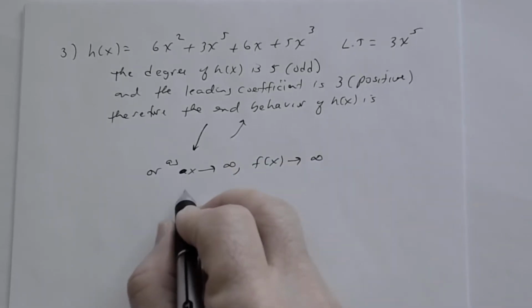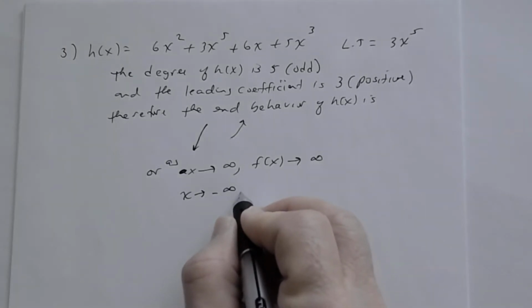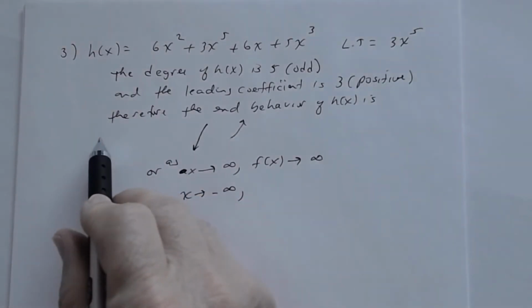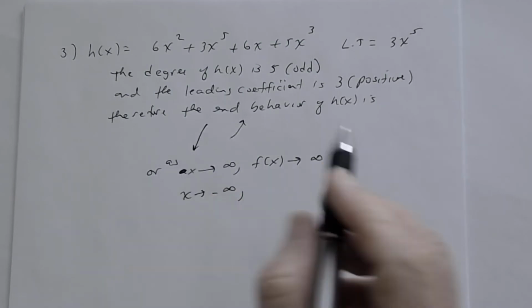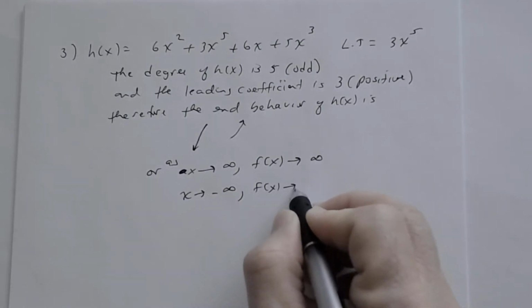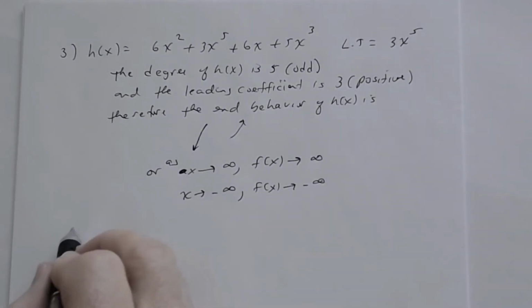And on the left side, as x approaches negative infinity, so as x gets more negative, what's happening to these y values? Well, the y values are approaching, remember f of x is y, so the y values are approaching negative infinity. Okay? All right, number 4.